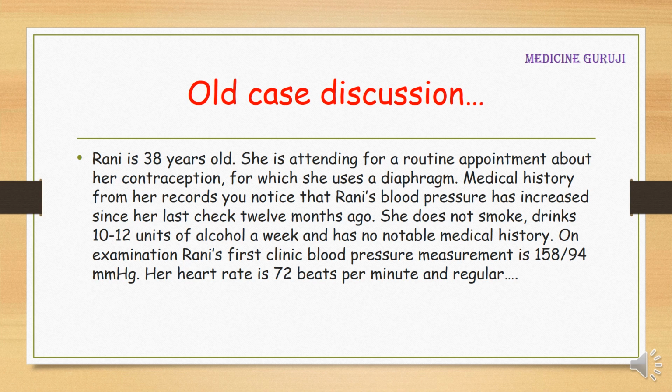Again, we should first take another reading. There should be at least two readings in a correct position on at least two visits. Then we should decide about her treatment, and she should also be put on lifestyle modification like reduction of alcohol, exercise and DASH diet. And subsequently, if her blood pressures are increasing above 140 by 90, then we should decide about the treatment protocol.